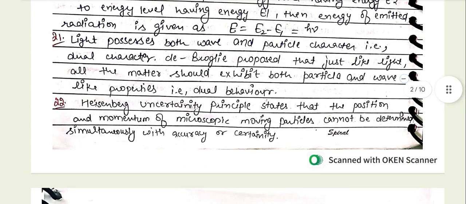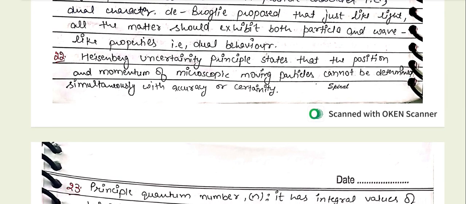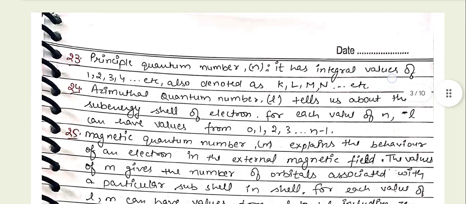Light possesses both wave and particle character, that is dual nature. De Broglie proposed that just like light, all matter should exhibit both particle and wave-like properties, that is dual behavior. Heisenberg uncertainty principle states that the position and the momentum of a microscopic moving particle cannot be determined simultaneously with accuracy or certainty.